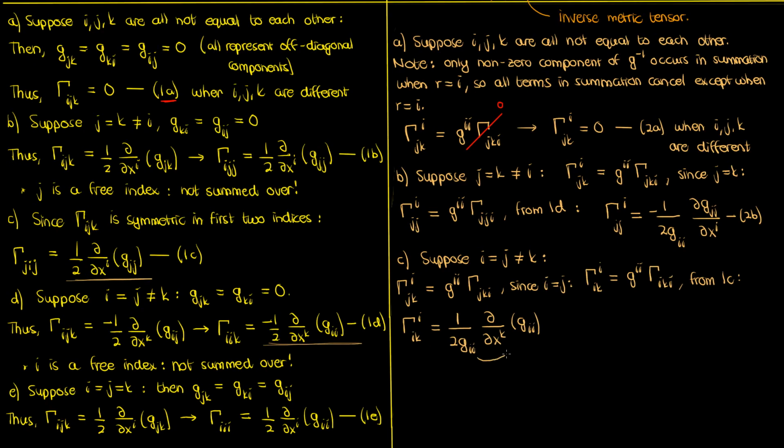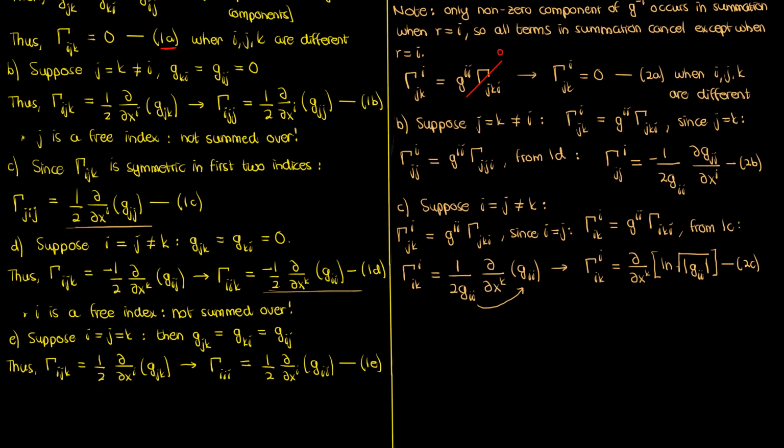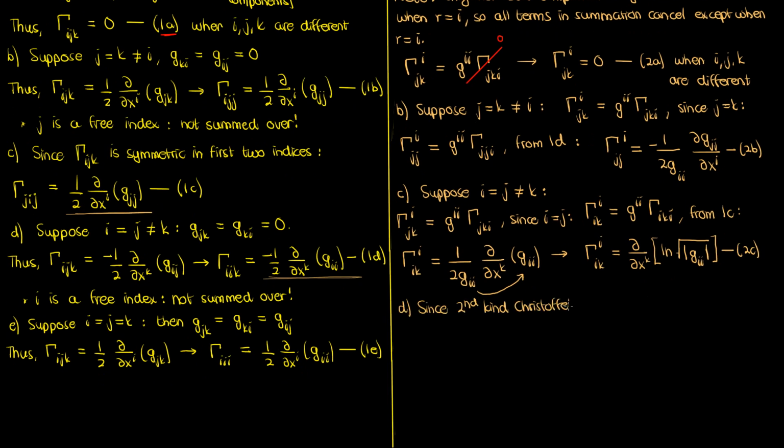I can now move this 1 over g sub ii inside the parentheses and use the chain rule in reverse to write the second kind Christoffel symbol as the following. Note that I've also used a property of the natural log here to move the half inside and convert the argument of the log into a square root. I'll call this equation 2c. Now, since the second kind Christoffel symbol is symmetric in the bottom two indices, the same formula applies to gamma super i sub ki.